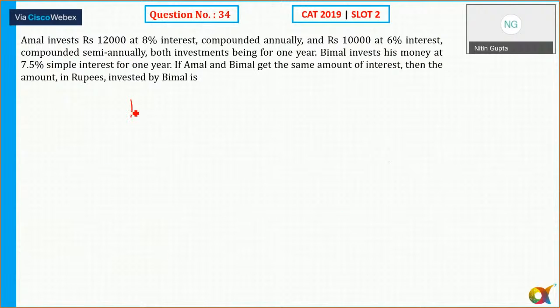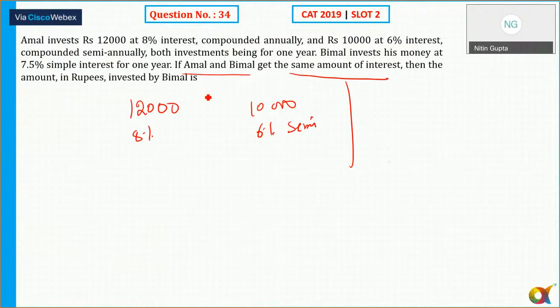And the last question. Amal invested 12,000 at 8%, and rupees 10,000 at 6%, but semi-annual. Both investments are for 1 year. Bimal invests his money at simple interest for 1 year. If Amal and Bimal get the same interest, then find the rate taken by Bimal. So the total interest earned by Amal.